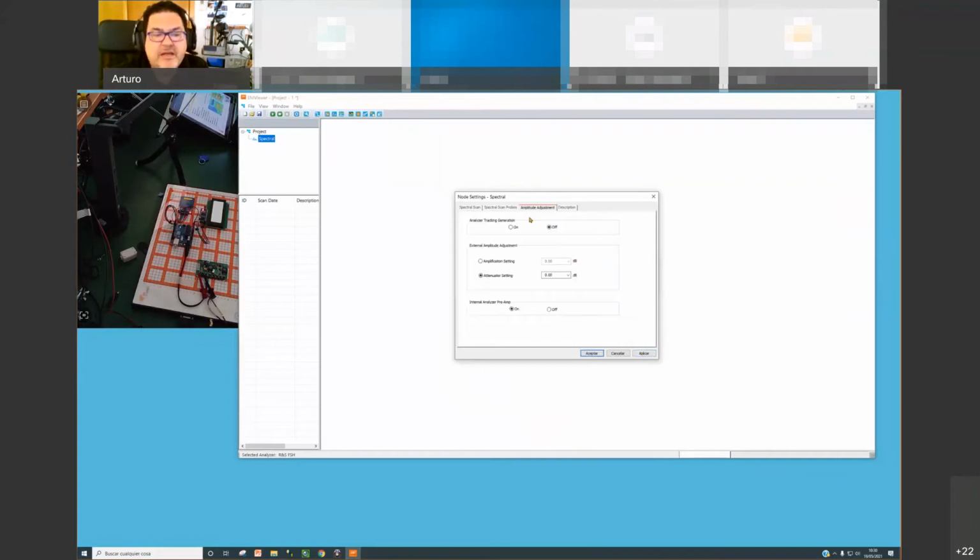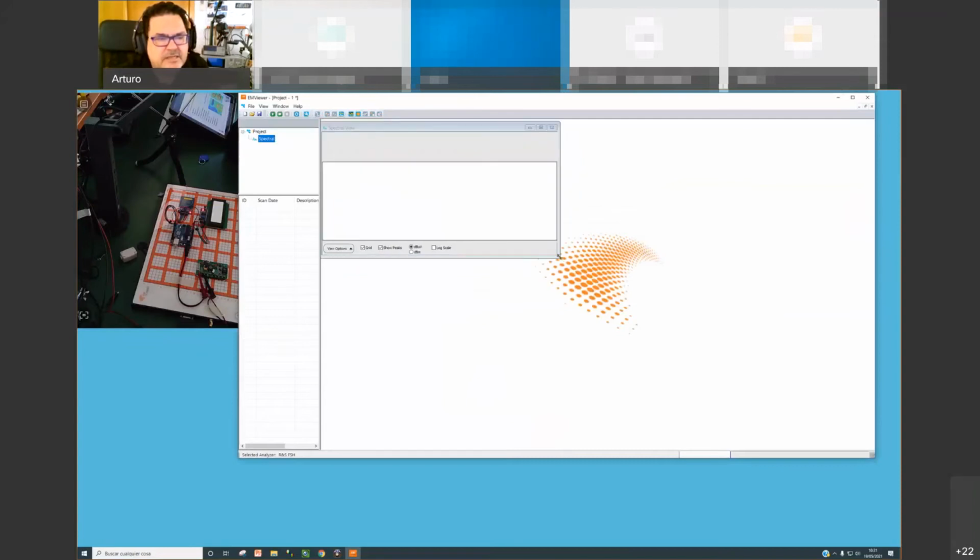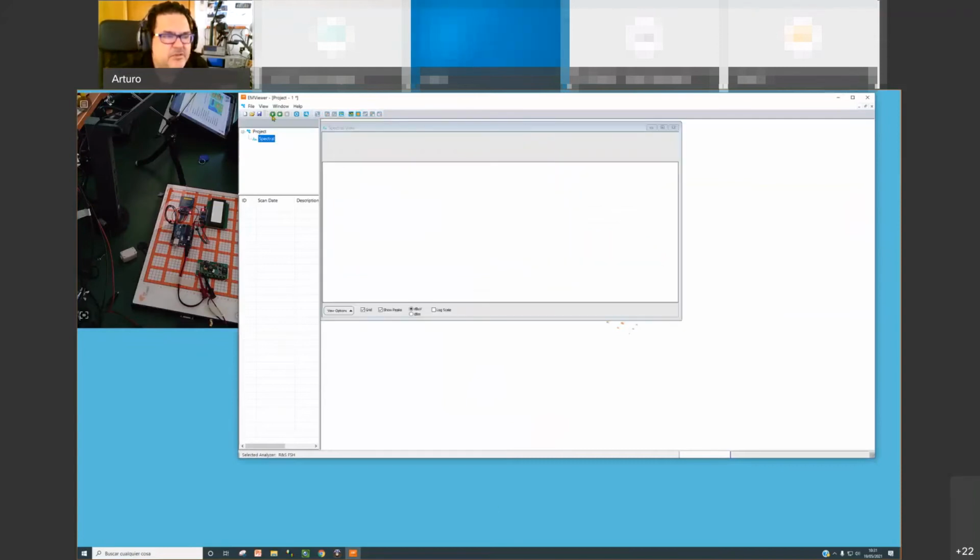You can activate amplitude adjustment. For example, if you are interested in very small signals, you can introduce an amplifier in the path to the spectrum analyzer, so the dynamic resolution will be increased and you will be able to measure in a better situation. I am not using one amplifier. Many times it's not necessary to introduce one amplifier. So this is the window for the spectral scan. And now we start measuring, okay?